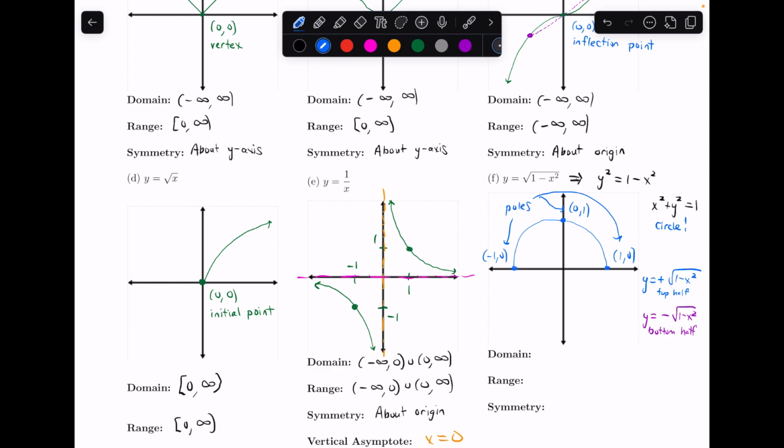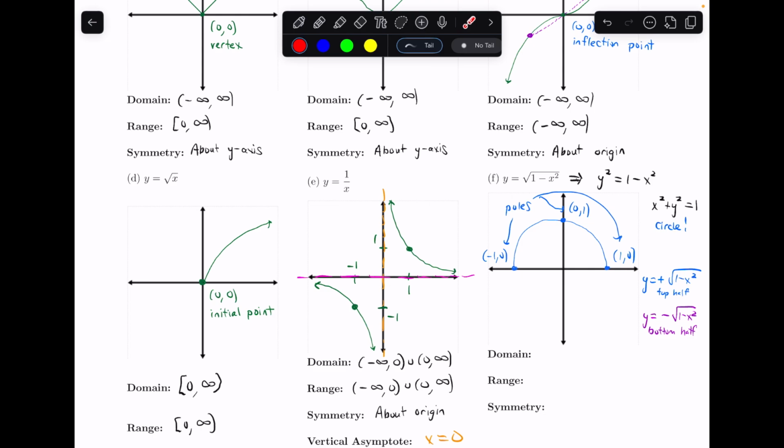And the reason I know this is the top half rather than the right or something like that is this is saying y equals this positive square root. Well, whatever I plug into the square root, the number I'm going to get out is non-negative. So this is saying y is non-negative. That has to be this part of the circle because that's where y is non-negative.